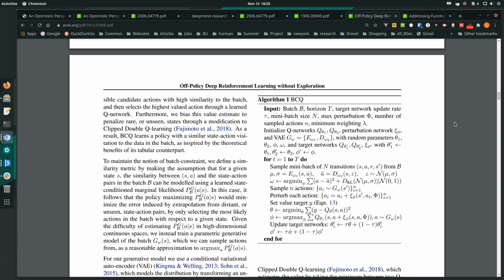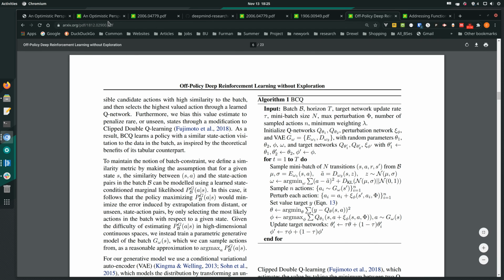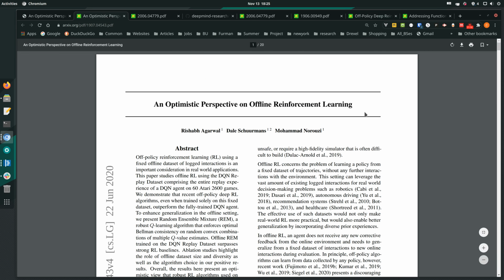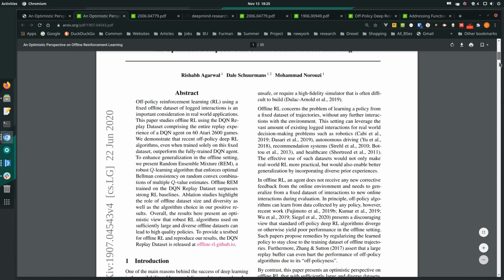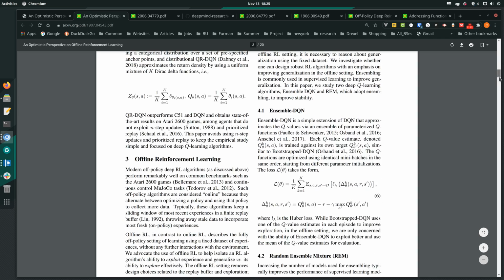Okay, I see. Also, I did not read the optimistic policy paper. Was it optimistic or pessimistic? Optimistic. Yes, that one I did not read yet, so I don't really have any idea about it. I see.